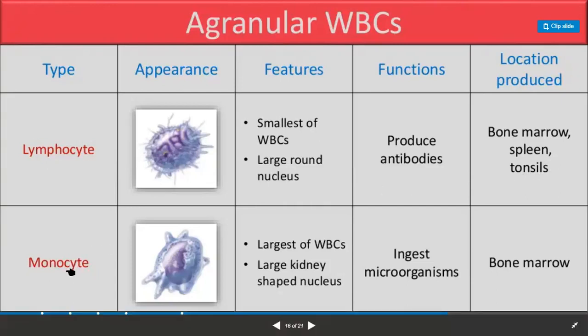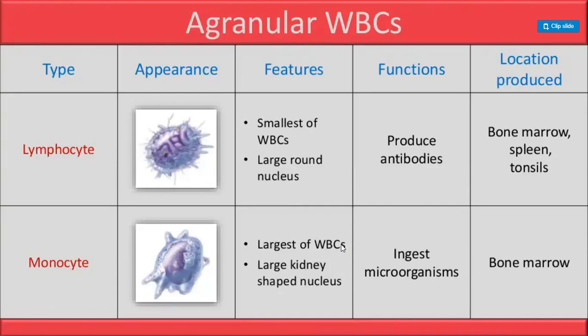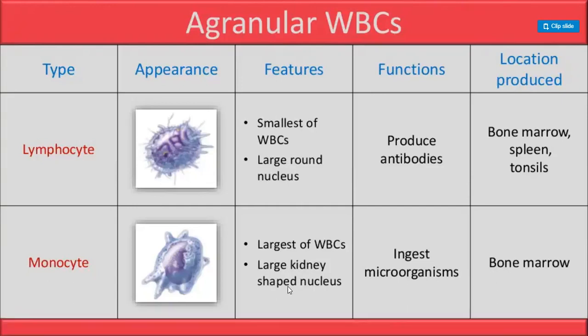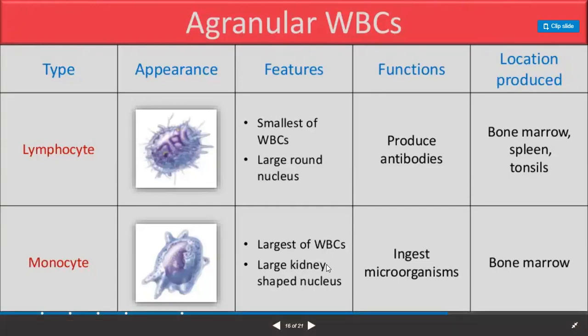Now let's look at the monocytes. Monocytes are the largest of the white blood cells because they become macrophages. They grow in size, become bigger, and engulf or ingest microorganisms. Now the nucleus has a large kidney shape or bean shape. You know beans, right? So the shape of the nucleus is bean shaped or kidney shaped.